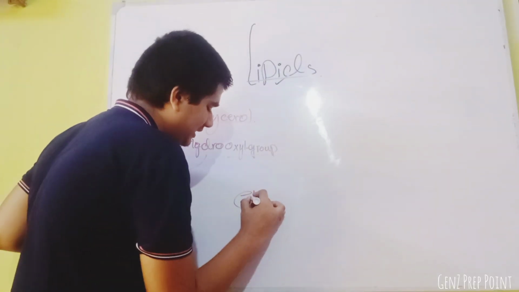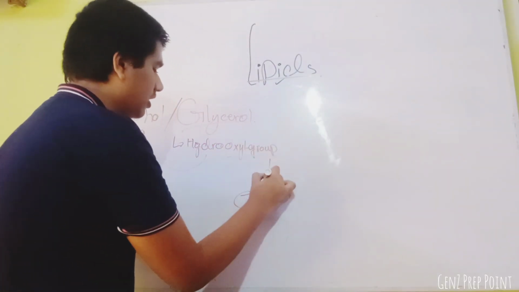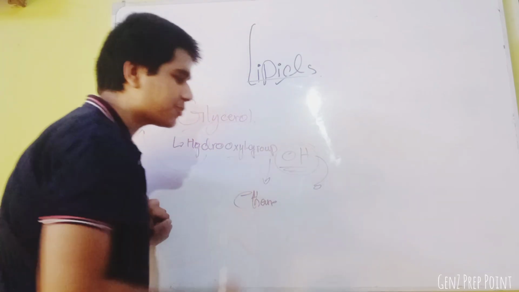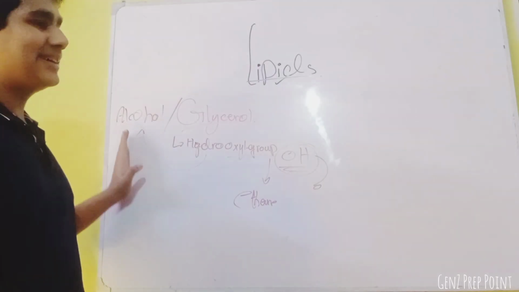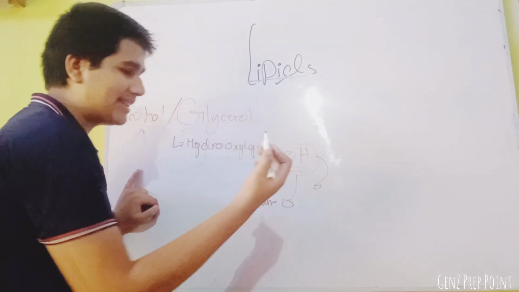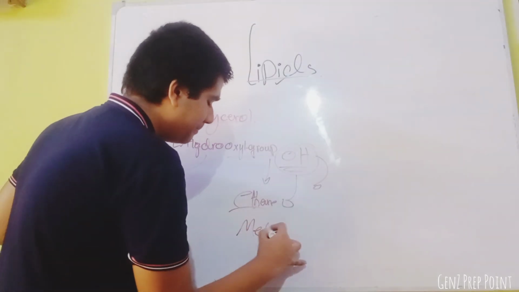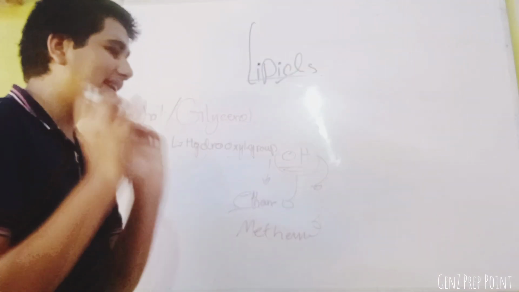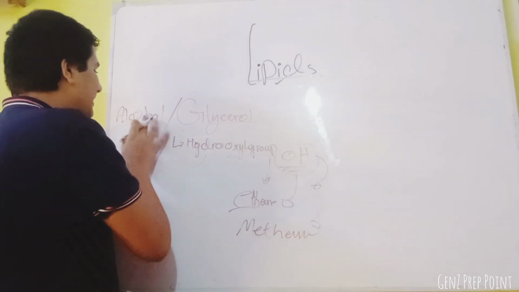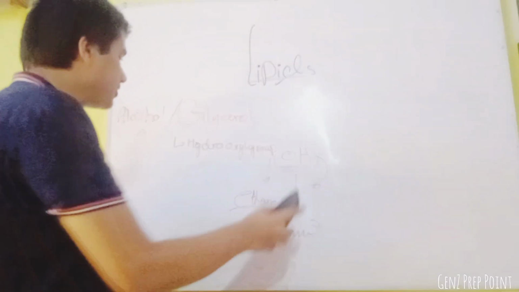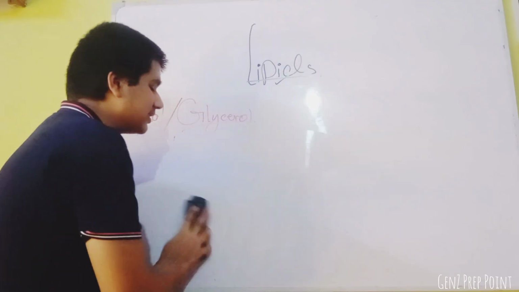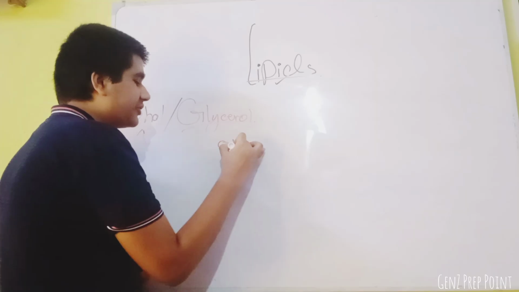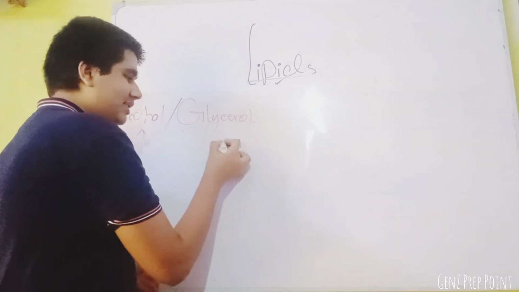For example, if ethane has a hydroxyl group, which is OH, if any molecule has this OH in it, it is considered an alcohol. Ethane has OH, it is considered an alcohol. Methane has OH, it will be considered an alcohol. Any compound which has OH in it is considered alcohol. So why am I calling glycerol alcohol? Because it has this hydroxyl group in it, which is OH, oxygen and hydrogen.